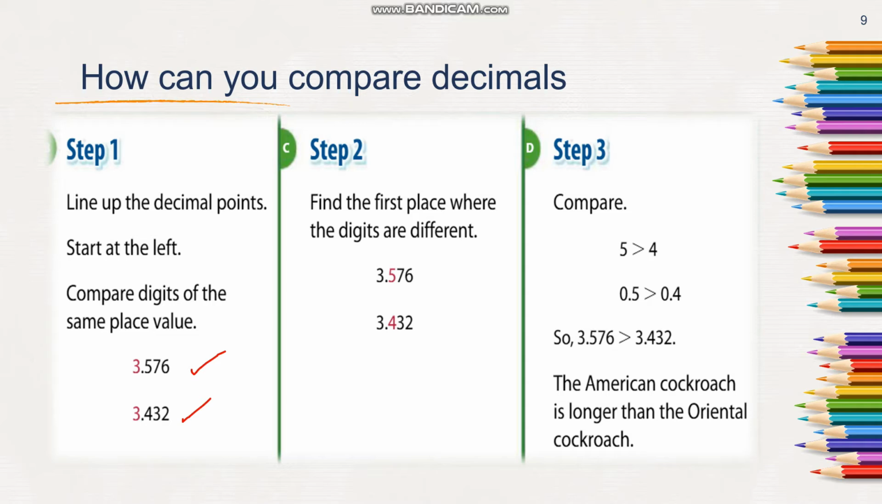Then compare the digits of the same place value starting from the left. So we have 3 and 3 in the ones place. If it is the same, step 2, proceed to the next digit. The next digit is 5 and 4. So they are different. If they are different, you need to compare. So 5 is greater than 4. Therefore, 3.576 is greater than 3.432. Or you can say that the value of 5 here is 5 tenths and the value of 4 here is 4 tenths. Therefore, 5 tenths is greater than 4 tenths. So the American cockroach is longer than the Oriental cockroach.